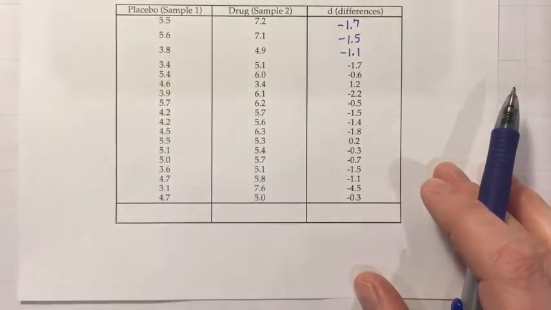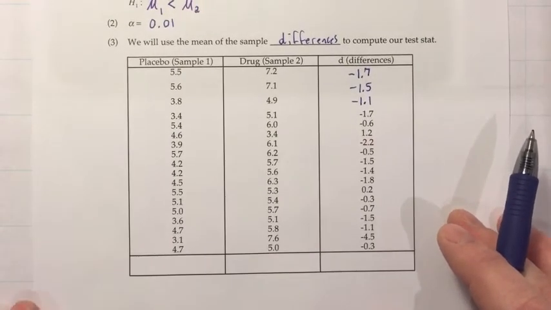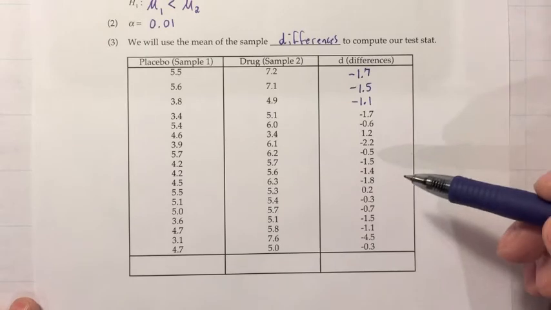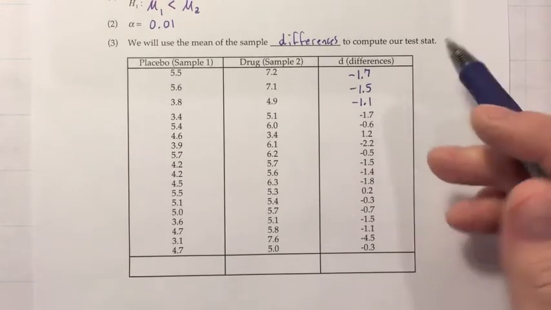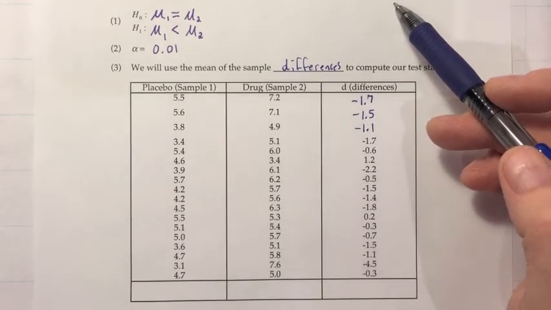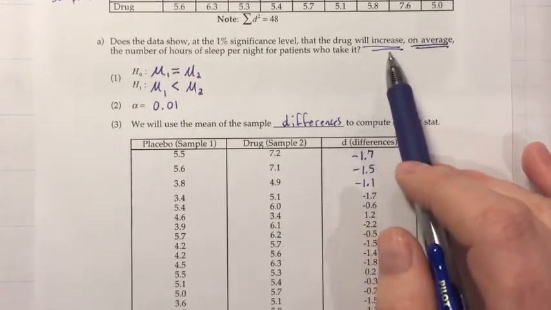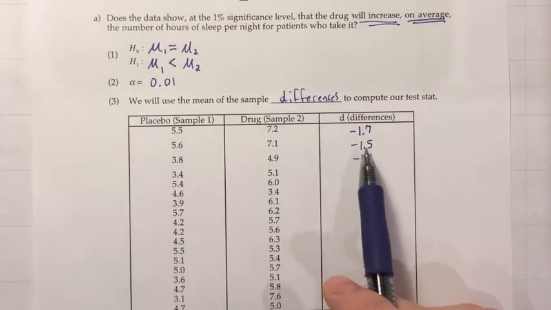So before we go on to do more computation on our test statistic, I want us to think about what these differences mean. What does a negative mean? What does a positive mean? Are negatives good for us? Are positives good for us? So we're trying to show that the drug will increase on average the amount of sleep, right? Increase on average the amount of sleep that people got. So is a negative good or bad for us?